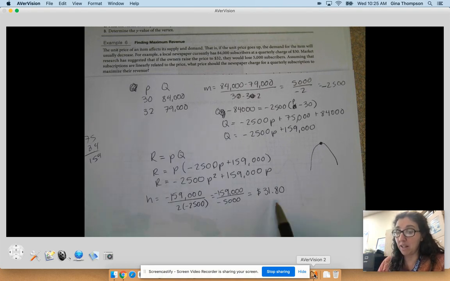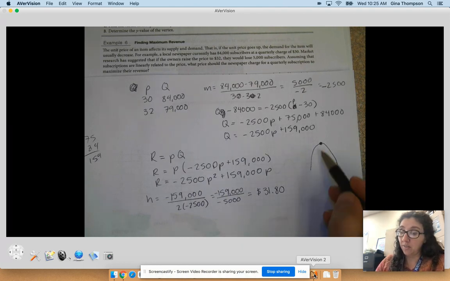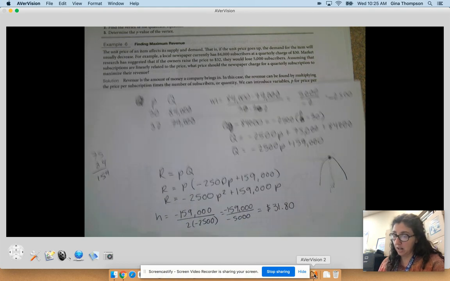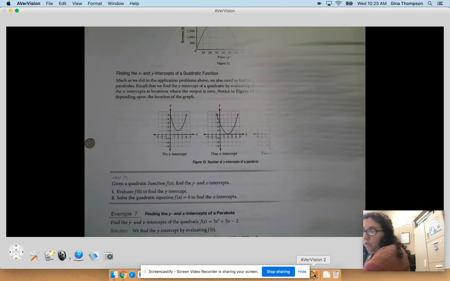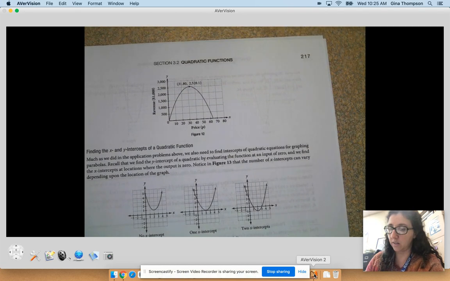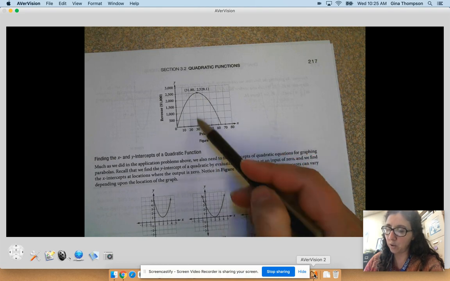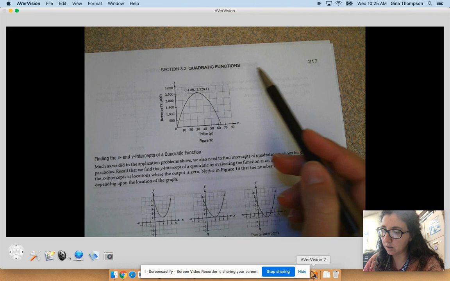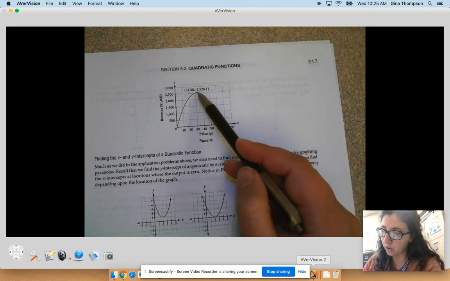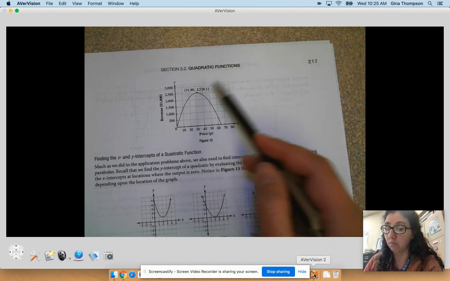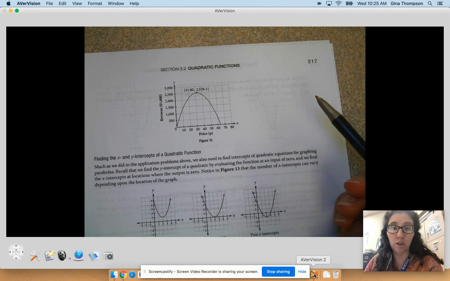And could we find what the maximum revenue is? They don't really ask that, but how could we figure that out? Well, if the price is $31.80, the maximum revenue is going to be the Y value, right? And I think they even give us a graph. So let's just cheat and look at that instead of putting this in our calculator. Yep, here's our graph, right? If our price is $31.80, our revenue is in thousands of dollars, 2,528.1. So that'd be like 2 million, right? $528,100. That would be the revenue.